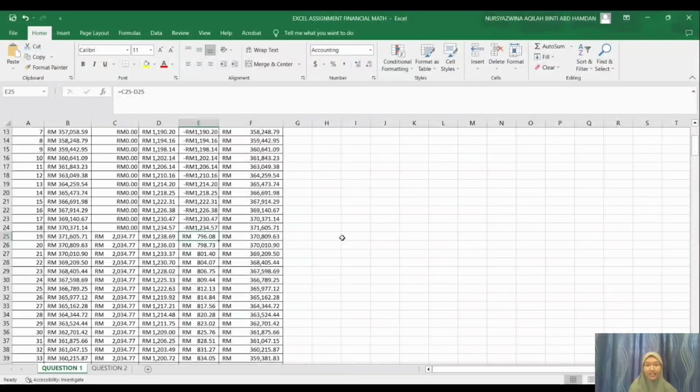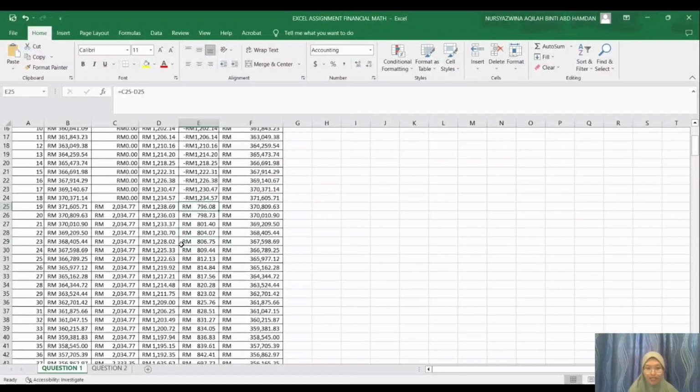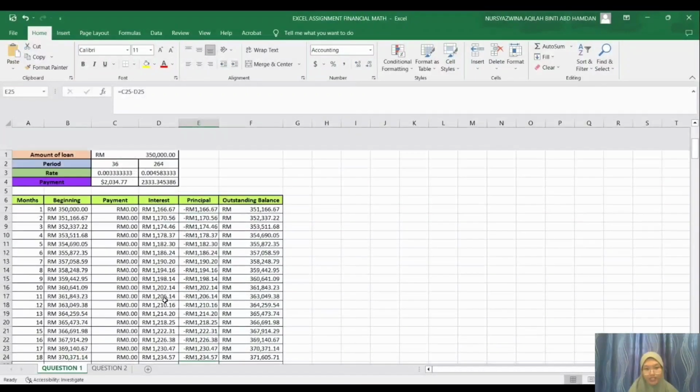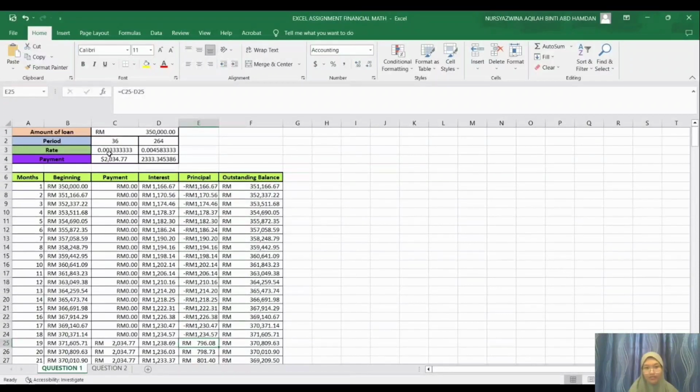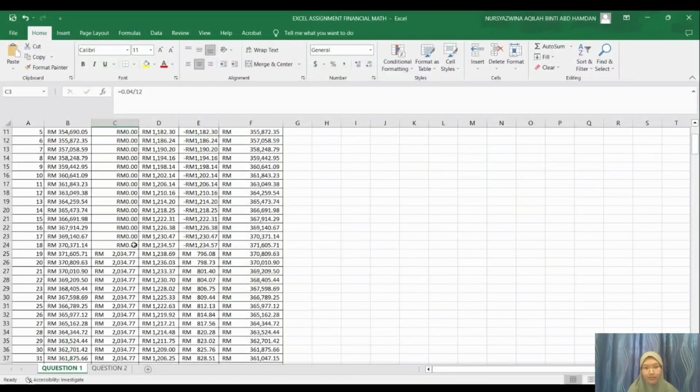For the next 19 up to 36 months, we use the rate of 4% divided by 12 because the first 3 years rate is 4%. And since from the 19th month there is a payment, it can be calculated.